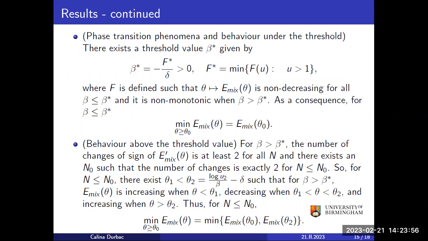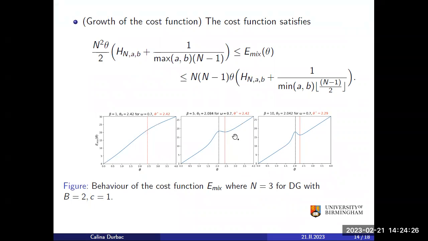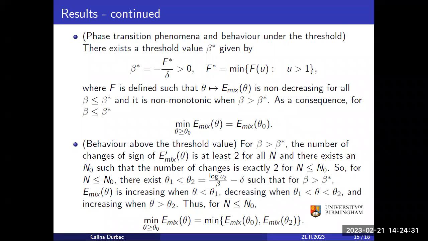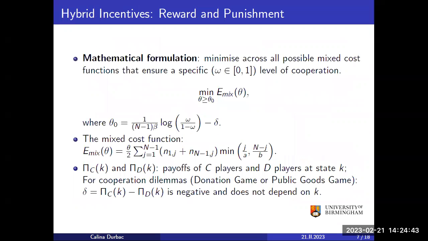In the case of the behavior under the threshold value, we calculate an optimal beta called beta star. When the beta in the game, which is simply called beta, is less than or equal to beta star, the function is non-decreasing, as you can see here. And when beta is greater than beta star, it's increasing, then it's decreasing, and then it's increasing again, so it's not monotone. In the first case, when beta is less or equal to beta star, our minimization problem can be solved by plugging in theta 0, which I put on the slide here, and is dependent on the number of people in the population, the strength of selection, and the level of cooperation, as well as the difference in payoffs between cooperators and defectors.